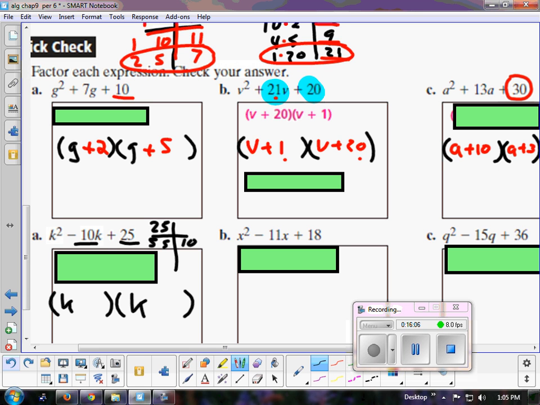What do I need? If I do negative 5 and negative 5, that adds up to negative 10. So those are the numbers I'm looking for.